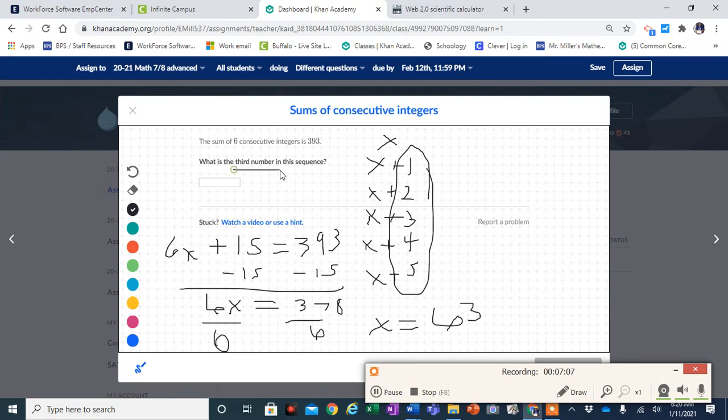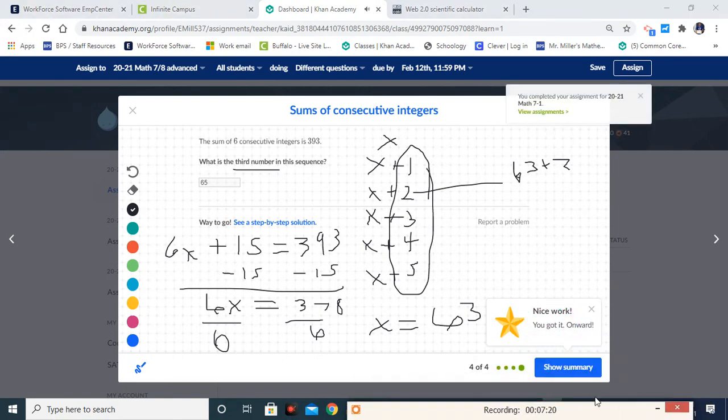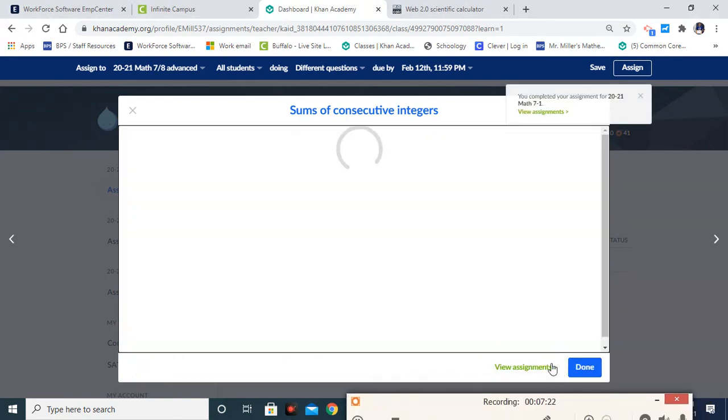And then we want the third number. So first, second, third would be 63 plus 2, which means your answer is 65. So hopefully this video helped with sums of consecutive integers.